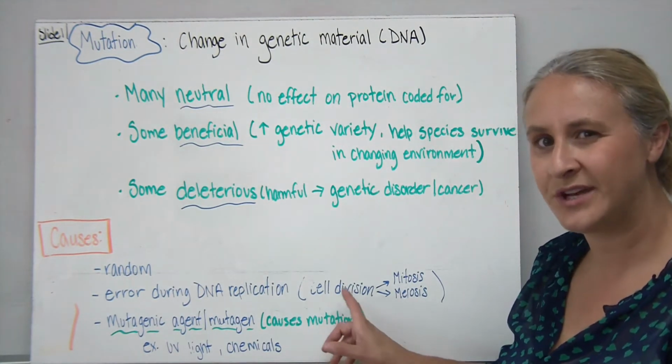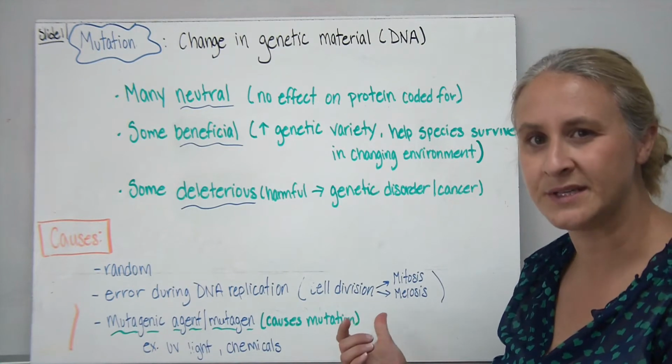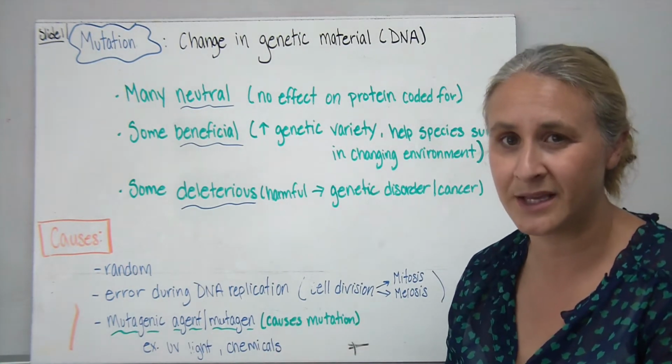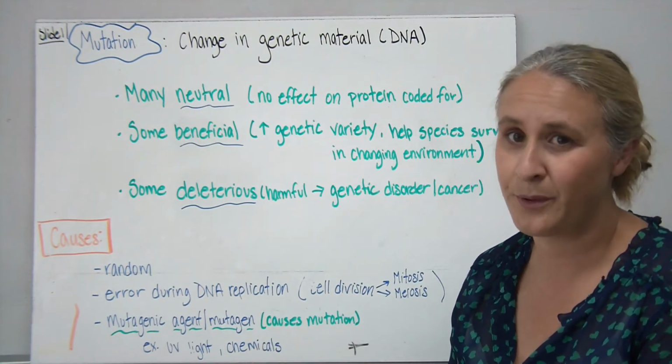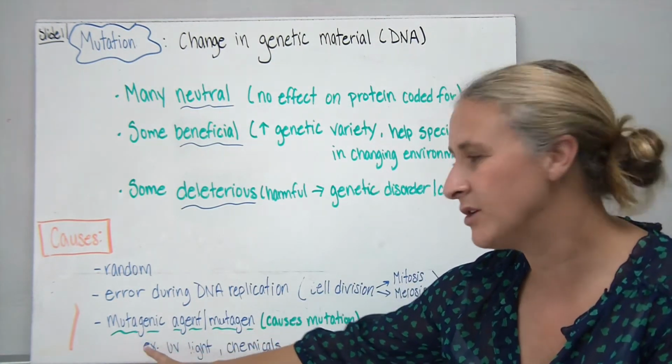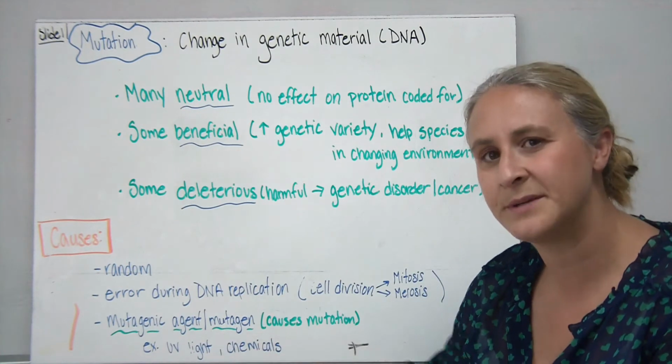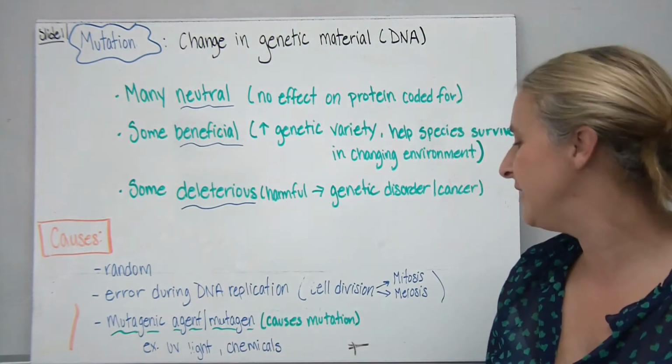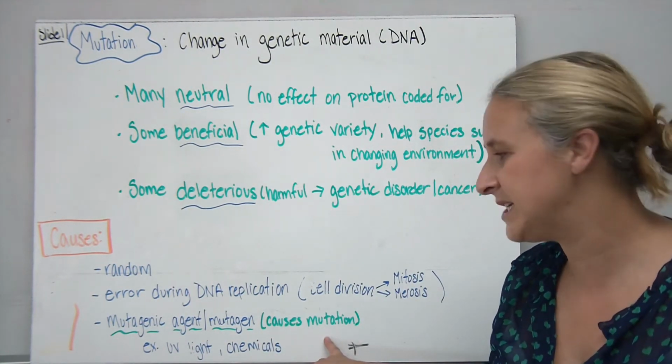During cell division, this could happen during mitosis or meiosis, or even just when DNA is making a copy of itself to repair a cell for mitosis. It could be caused by something called a mutagenic agent, or sometimes we call that a mutagen. A mutagenic agent is something that causes a mutation.